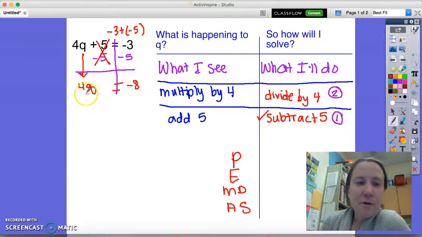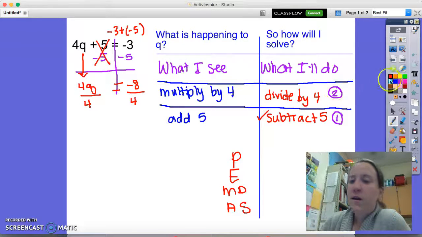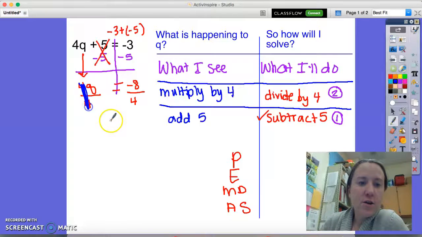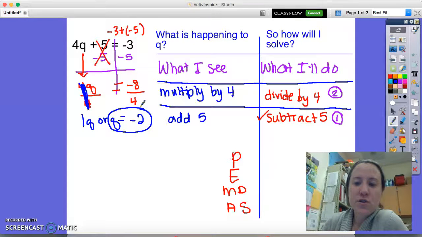The second step I wrote is that I'll divide by 4. The way that I simplify this, as we've talked about in class, is that 4 divided by 4 is 1q, or just q. And -8 divided by 4 is -2. So I've ended up with the solution of q equals -2.